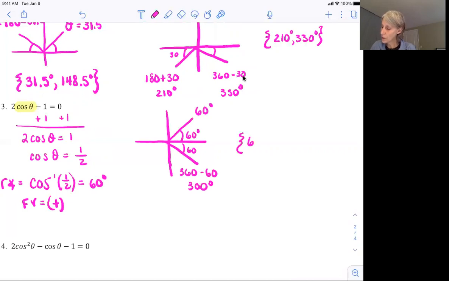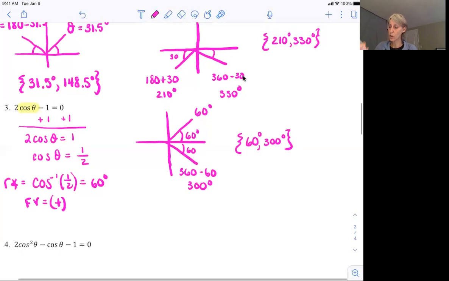Okay, and you'll notice lots of times you're going to get two answers when your angle falls in between quadrants. If it's a quadrant value, then you may only get one answer. So we have to be aware of that and be careful.